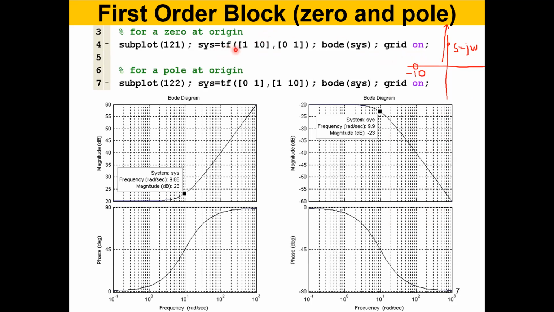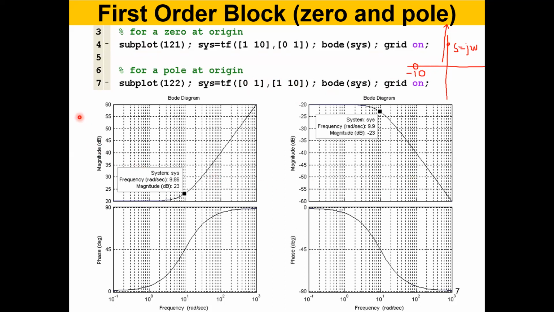So we declare the transfer function [1 10] over [0 1] and use the bode command. Bode sys, put the grid on. These lines are the grids. It's very important. And we plot it here, subplot 1 to 1. And we do the same for a first order block, this time for a pole. [0 1] in the numerator means 1, and [1 10] in the denominator means a pole at minus 10. So next time, it's not a zero, it's a pole. So this is the result.